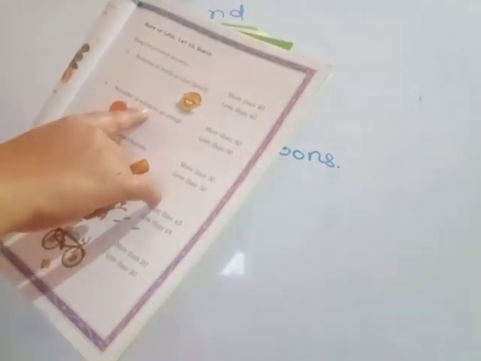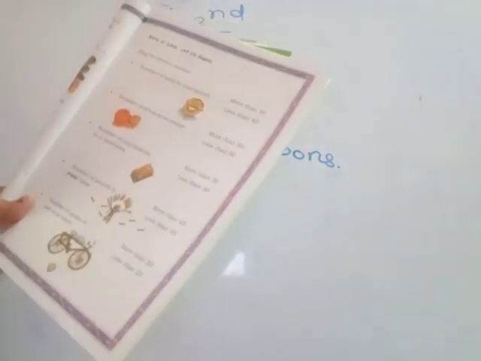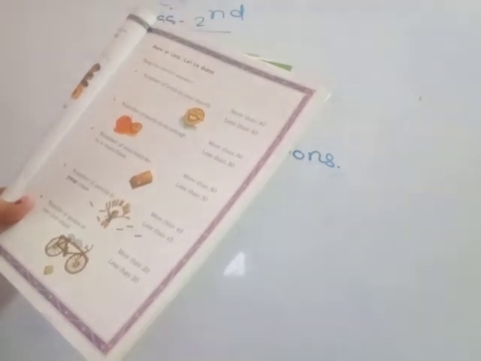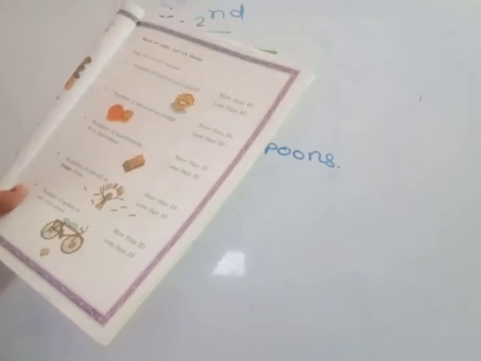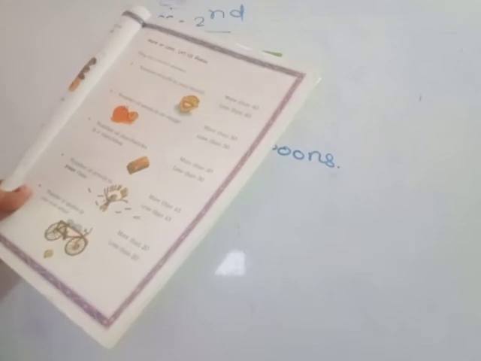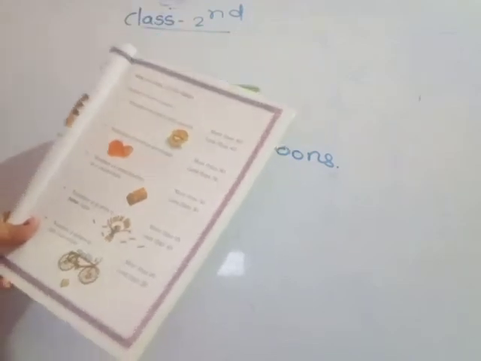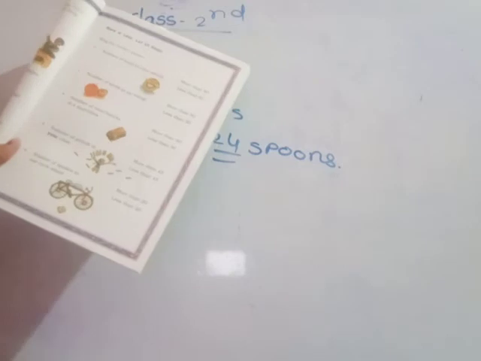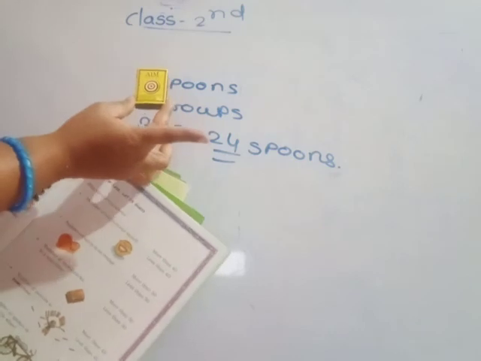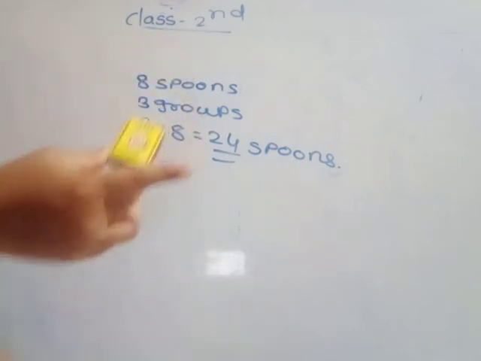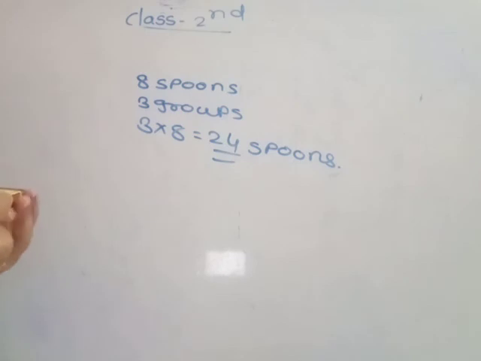Then next one, number of seeds in an orange. In an orange, more than 50 seeds? No, less than 50 seeds. Next one, number of matchsticks in a matchbox. See this matchbox. In a matchbox, how many matchsticks? More than 30 or less than 30? You count this.